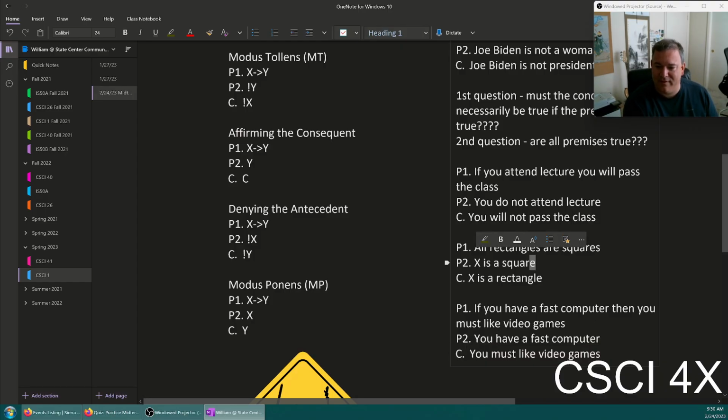Whereas something like this, if it said it might be a rectangle, then it'd be valid. But it is not always the case that if all x are y and x is a y, that x is an x. Wait, shoot, I used x twice.